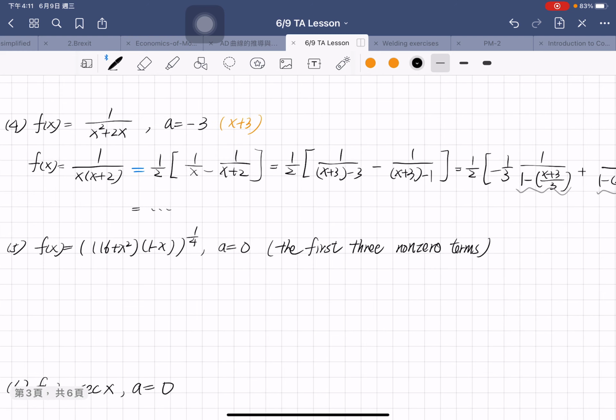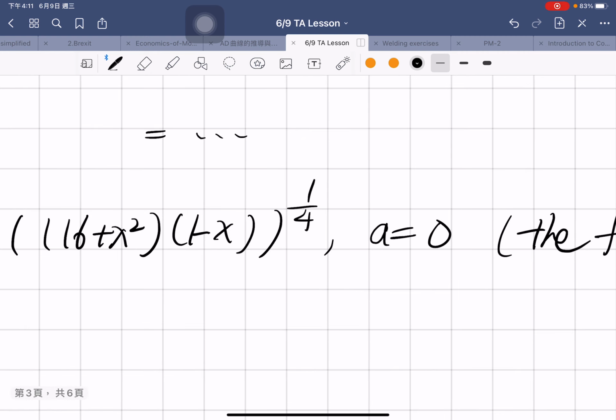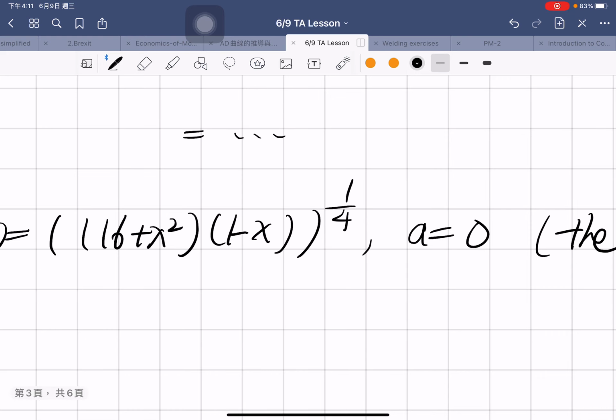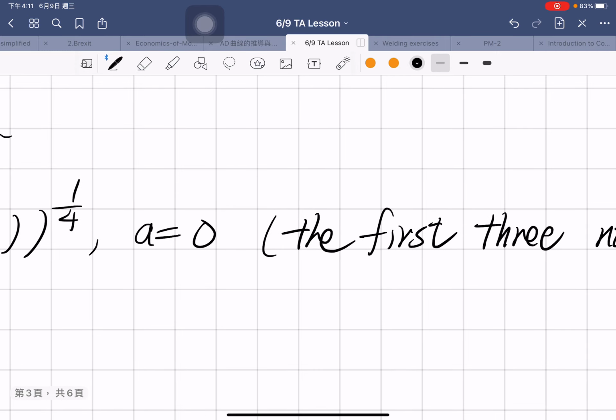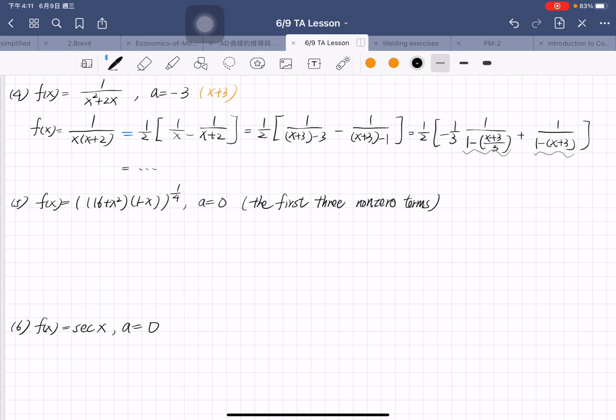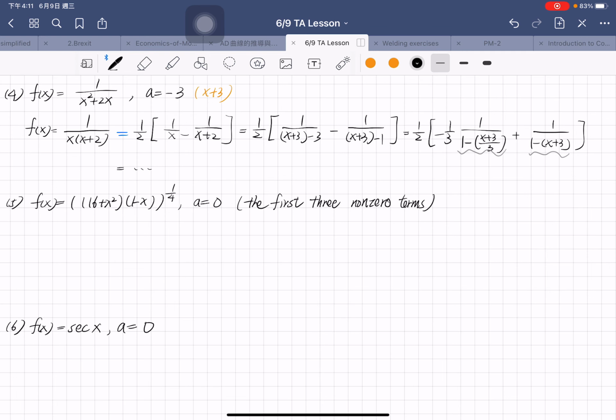Okay, so question number 5. This will be 16 plus x squared times 1 minus x, and the whole is to the 1 over 4 power. And now it's a Maclaurin series, and I want to find the first 3 non-zero terms. Okay, first 3 non-zero terms.